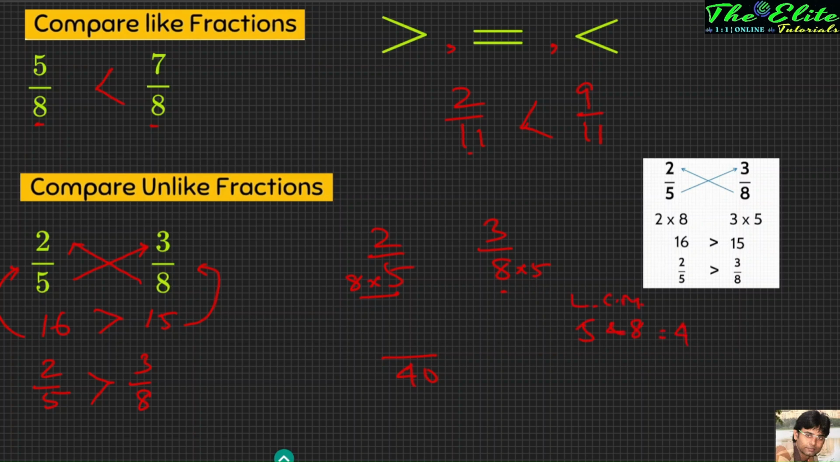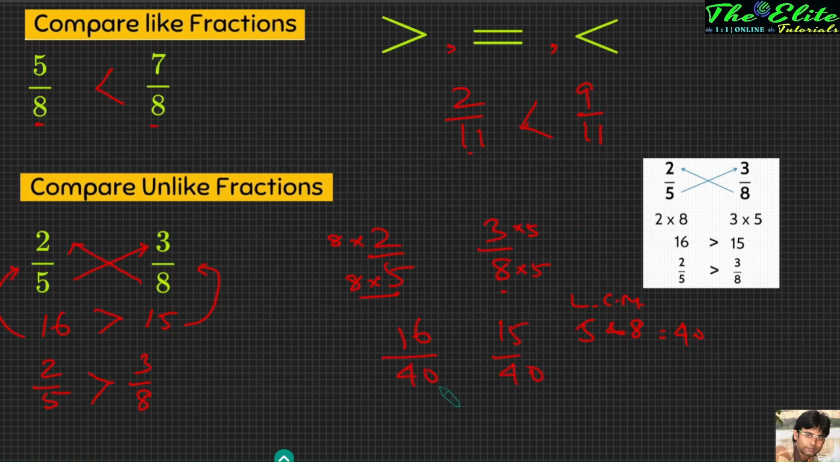It is 40. It means we have to make these fractions in the form of a fraction whose denominator will be 40. So from 5 to 40, how did we get? Multiplied by 8. So we will multiply this by 8 as well. So this is going to give us 16 over 40. And to make this 40, we multiply this by 5. So we will multiply the numerator as well by 5. So this will give us 15 over 40.